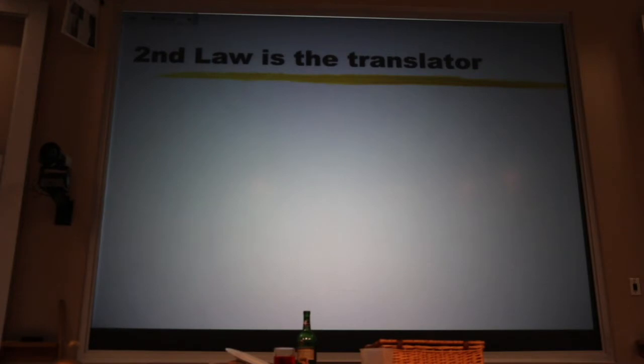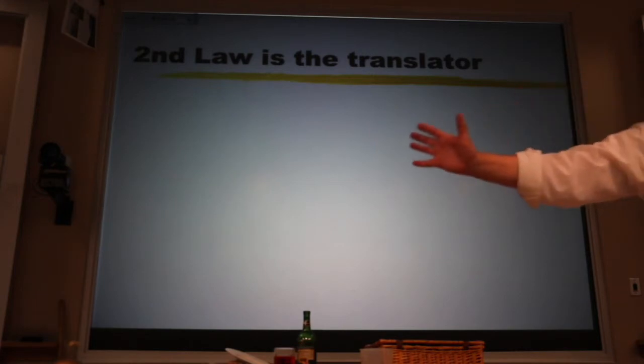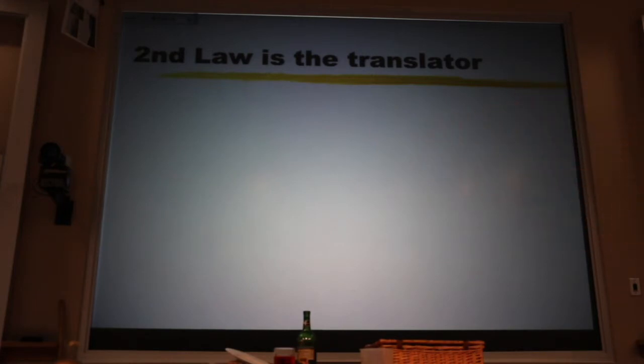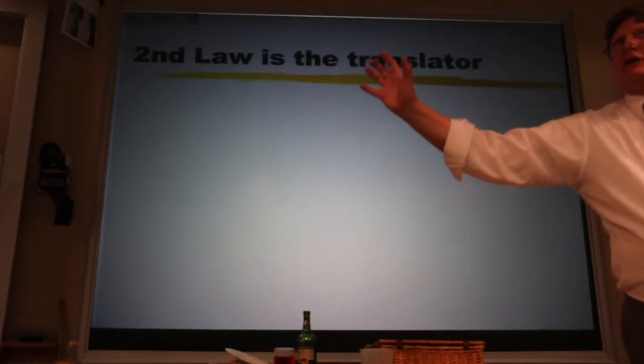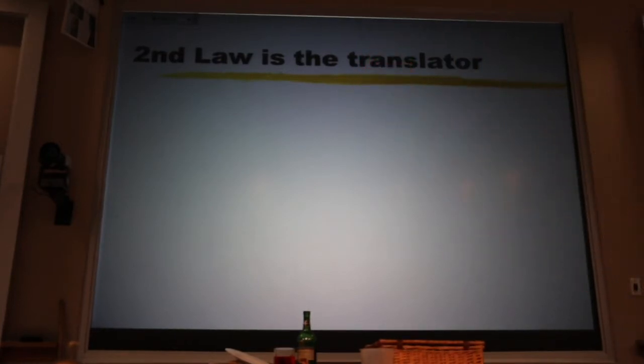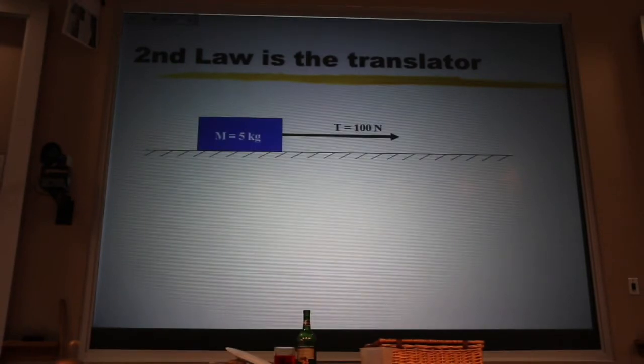The second law is the translator between kinematics and dynamics. It's the connection between the motion, and by that I mean the acceleration, and the forces, the free body diagram. Let me show you how that works.